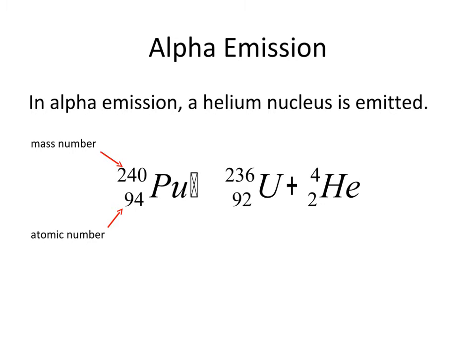So there's our mass number and there's our atomic number, and each one of these terms in our nuclear equation will have those listed, as you can see.